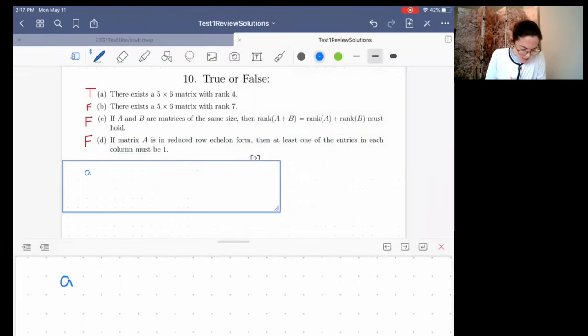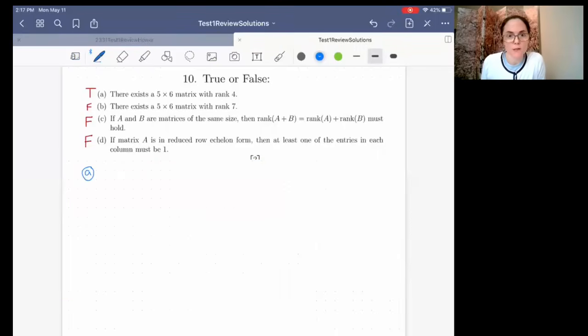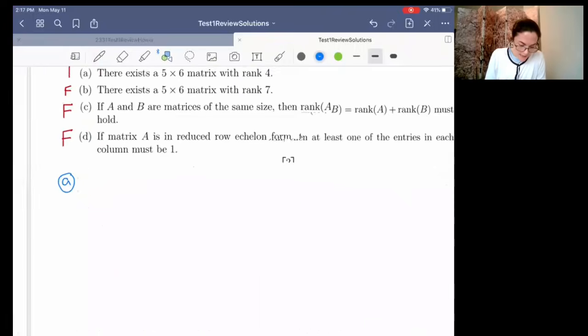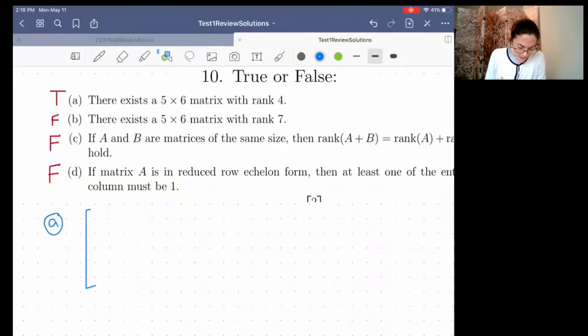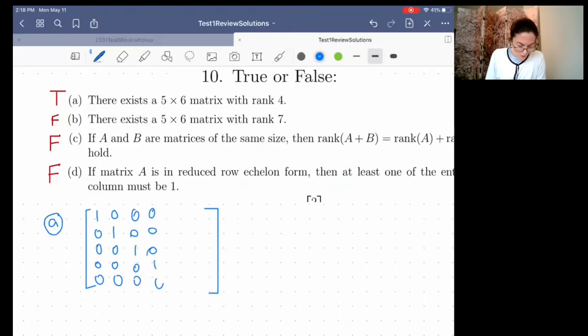Well, A, of course, to answer true here, all I need to do is construct one. So 5 by 6. The rank 4 is certainly less than the number of rows. It's less than the number of columns. You can create it. And so I need here to make one to fully justify. I need 5 rows and 6 columns. And I need rank 4. So I might as well just fill it in only with zeros and ones. There's rank 4, and now I can just add 2 columns of all zeros. There we go. There is a 5 by 6 matrix of rank 4.